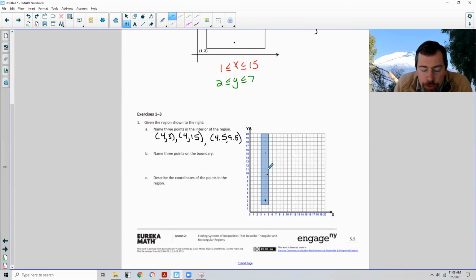So I can choose non-integer answers. I can choose rational answers here. And then part B says to name 3 points on the boundary. Well, I could choose this bottom corner, and that's the point (3, 2).